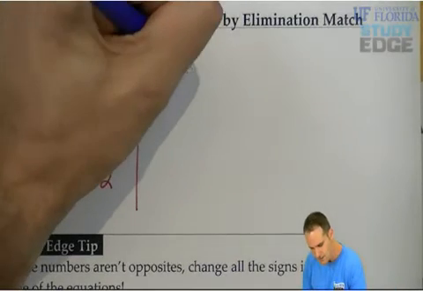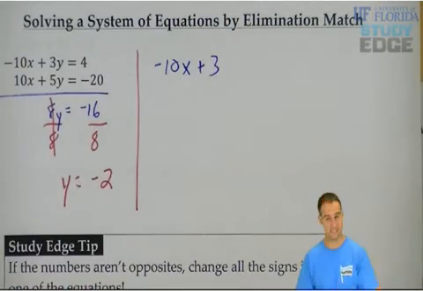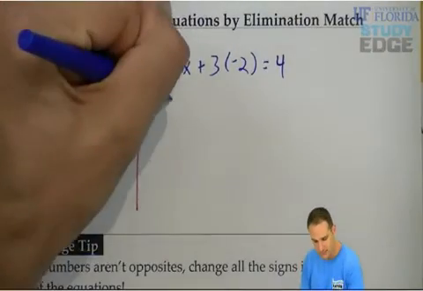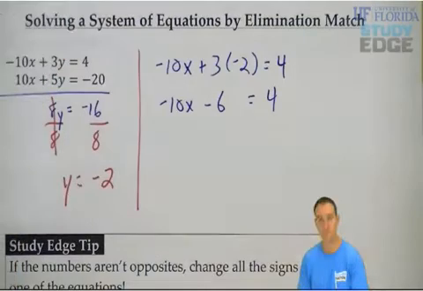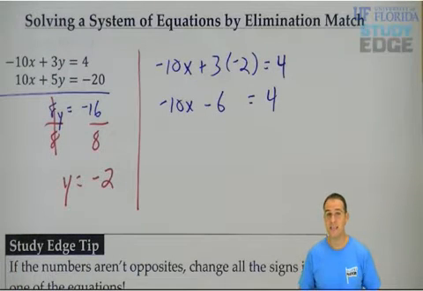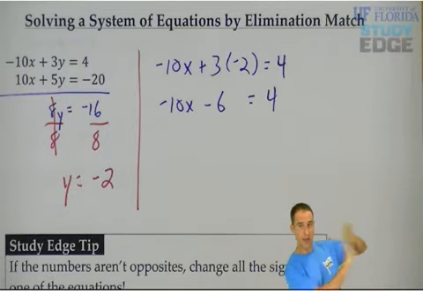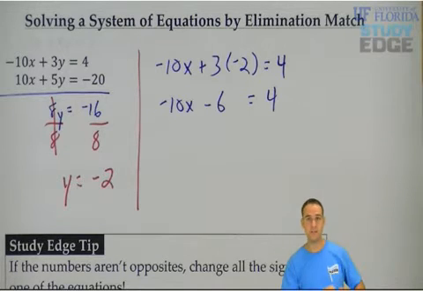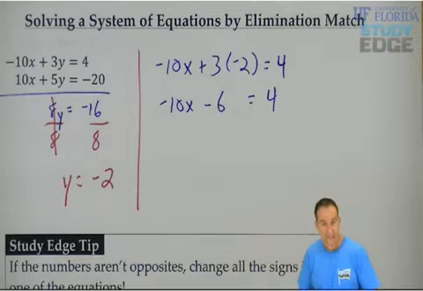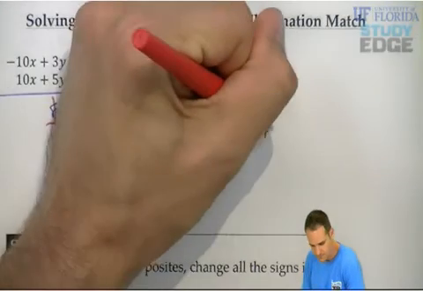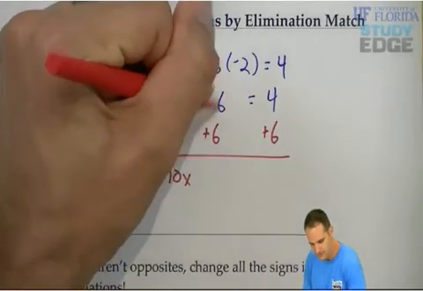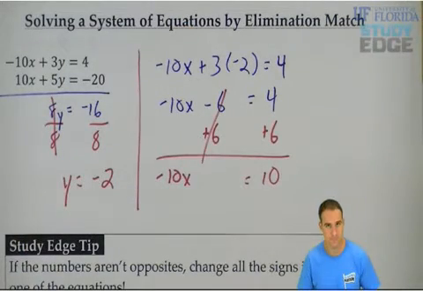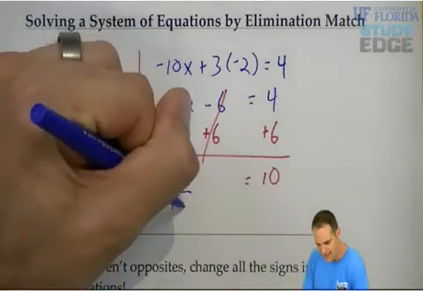Negative 10x plus 3, y is negative 2, equals 4. 3 times negative 2 is negative 6. And from here, remember, get your variables to one side, numbers to the other, and divide if needed. In this case, my variables are already to my left, so let's get the numbers to the right. Add 6 to both sides. Negative 10x, negative 6 plus 6 is 0, and 4 plus 6 gives you 10. Lastly, divide both sides by negative 10.